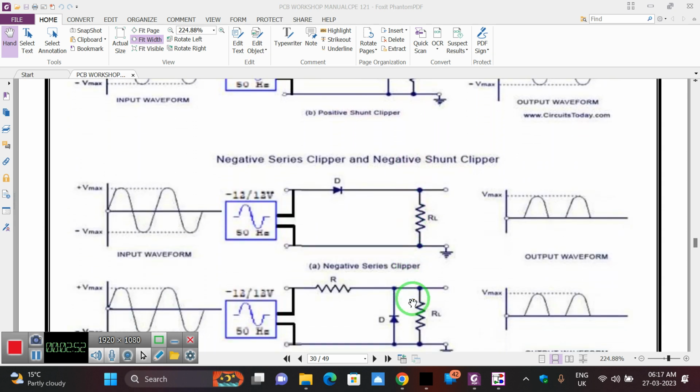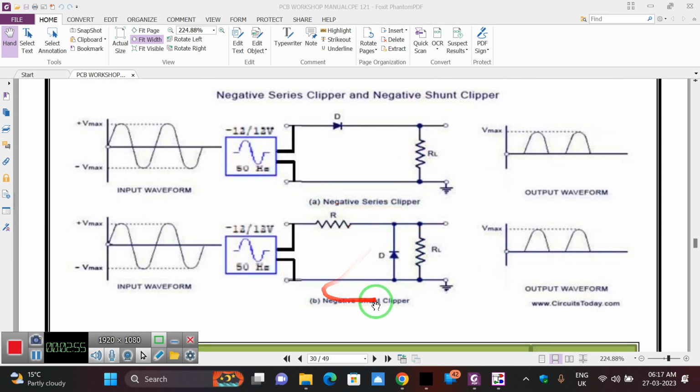Now coming to the negative side. The negative series clipper and negative shunt clipper are opposite to the previous ones. In the negative series clipper the diode orientation is forward bias, and the negative cycles are deleted while the positive cycles are allowed. In the negative shunt clipper, the diode is placed in this fashion, and here also the positive cycles are allowed and the negative cycles are clipped. So this is about the negative series and negative shunt clippers.